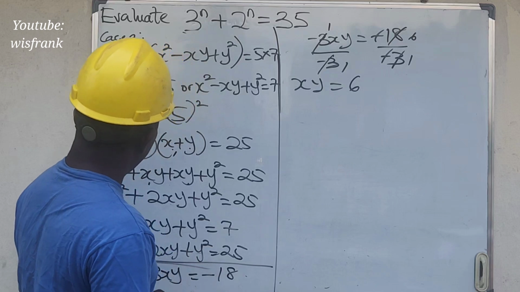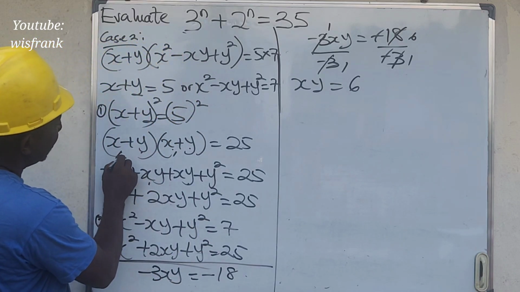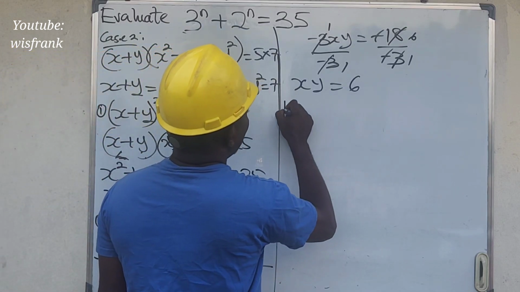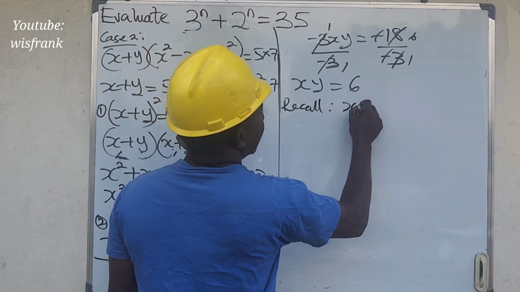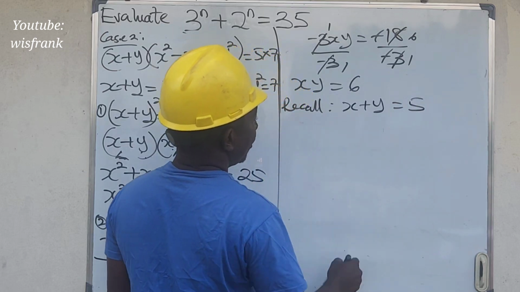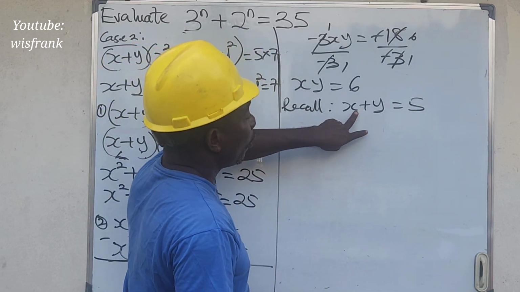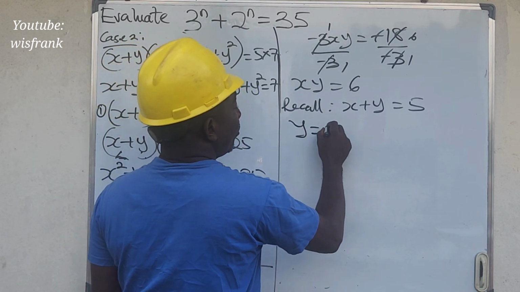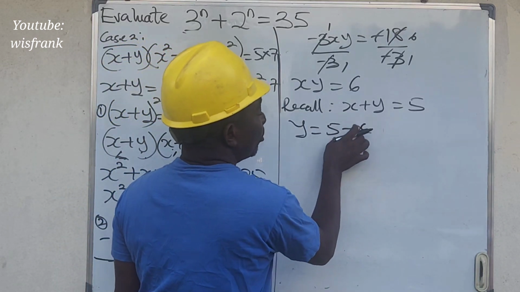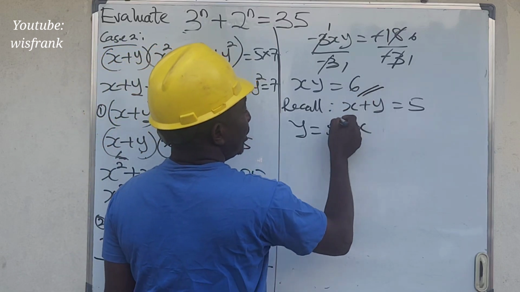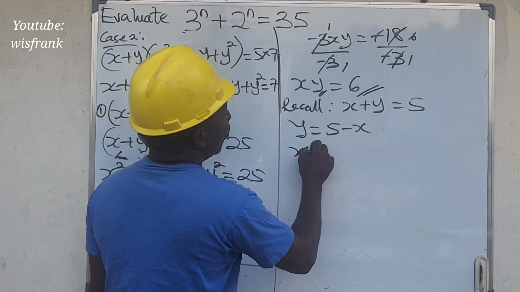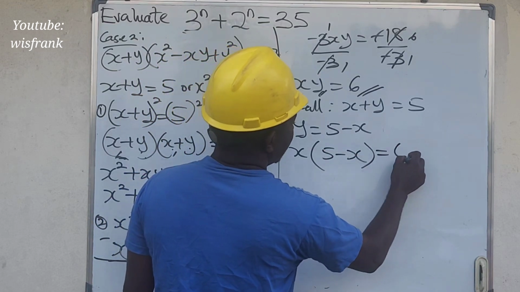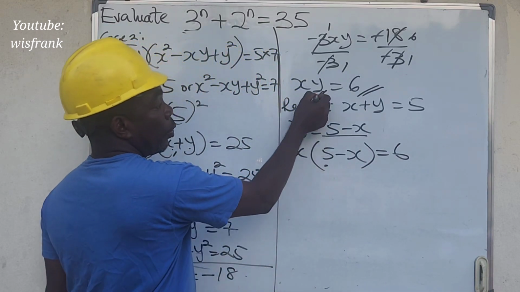So in that case, the first one where we have x plus y equals 5. We recall when we have x plus y equals 5, for us to find the value of y here, we can make y the subject of this expression. So y will become 5 minus x. So we can substitute the value of y into this equation. So here x, in the place of y, we have 5 minus x equals 6. We substitute this in the place of y.